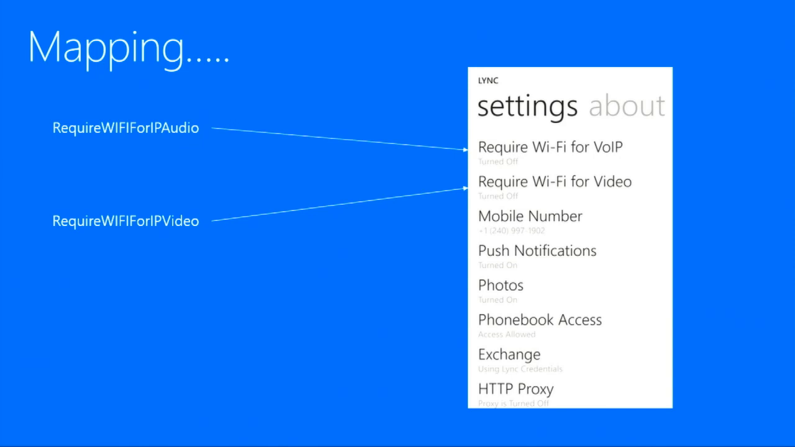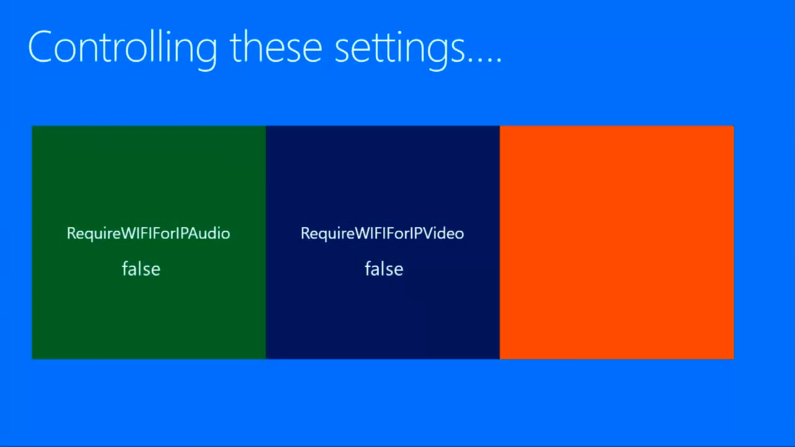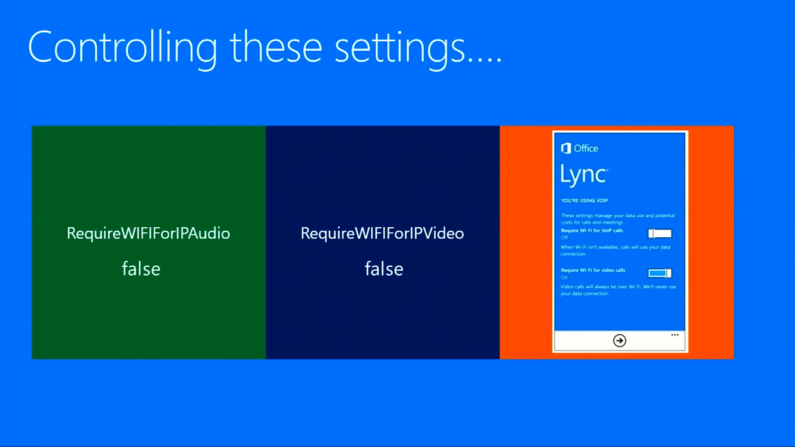So just to explain, the text is not similar to how it looks on the server as compared to how the user would see it on the client. Now controlling these settings, if the Lync admin has set both flags to false, and the user signs in to the client for the first time, this is how he will see the UI.